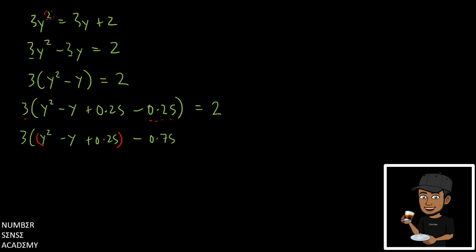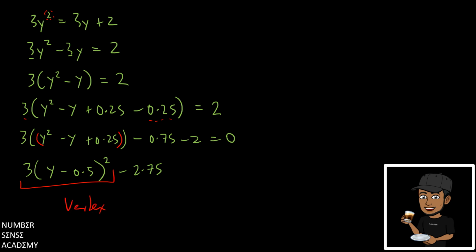Okay, so that's already gone. The 3's already applied to this minus 0.75. I'm just going to bring the 2 over for good measure, just to keep it simple. So now I know I have 3 times y minus 0.5 squared, and then minus 0.75 minus 2 is equal to minus 2.75. And now I have something that's in perfect square format. And this is in vertex form. And that's it. Thank you.